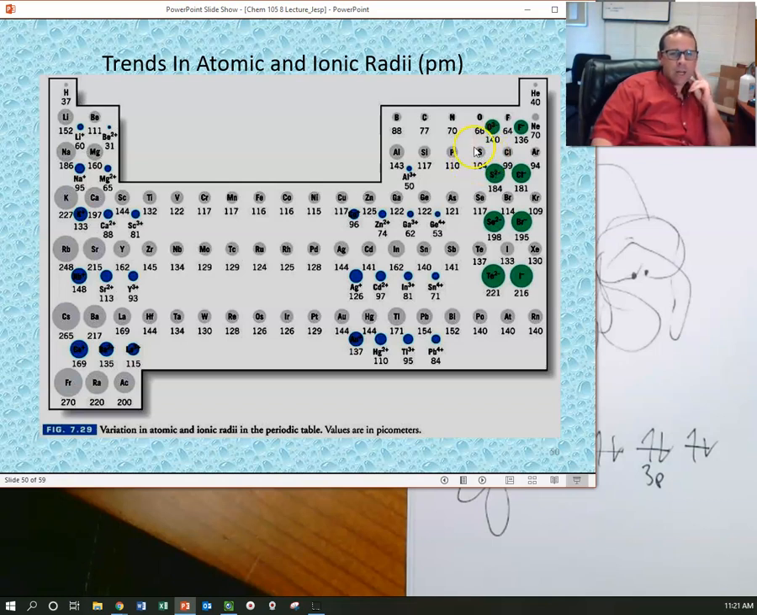So here's sulfur atom. It's smaller than the sulfur ion. How many extra electrons does that sulfur ion have? 2 extra electrons, that's right, and that increases its size dramatically, right? You can see oxygen very small getting very large, right?